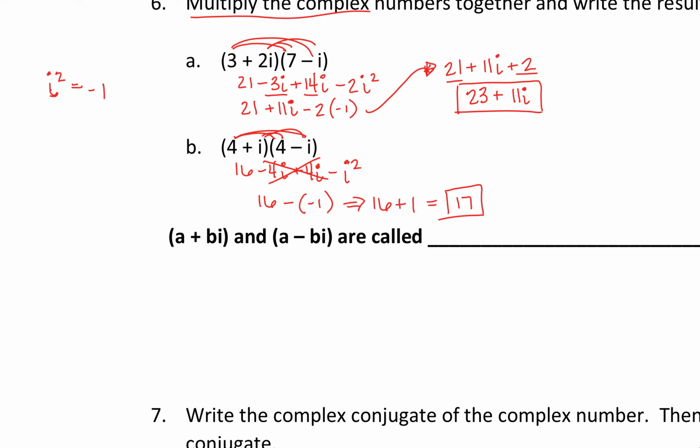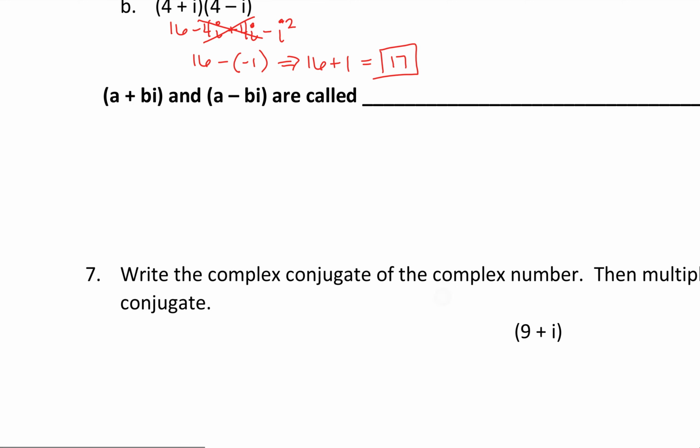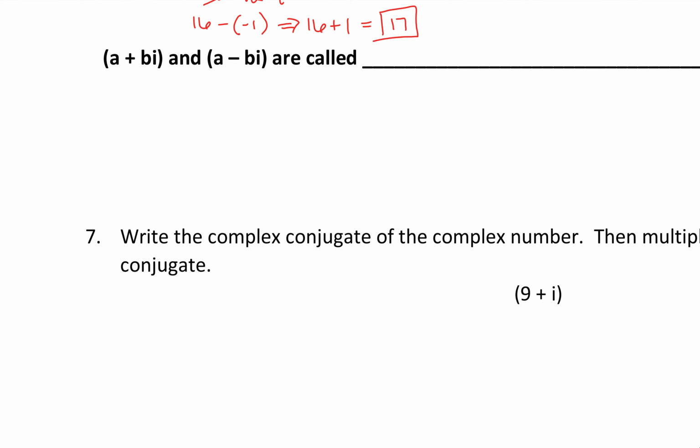So when you're doing these, you're going to have one extra step at the end where you have to change your i squared to a negative 1. It's very important that you are careful when you plug things in. Make sure that you are using your parentheses. All right, so now a plus bi and a minus bi are opposites of each other, and they are conjugates.